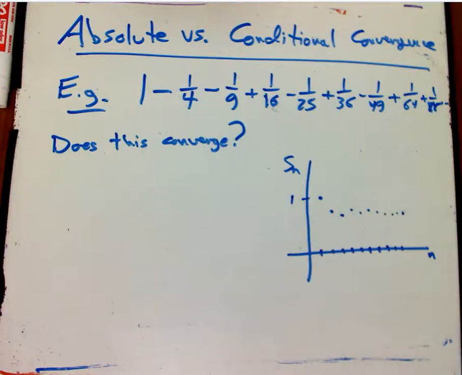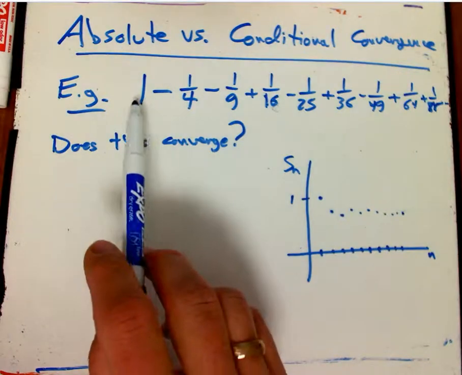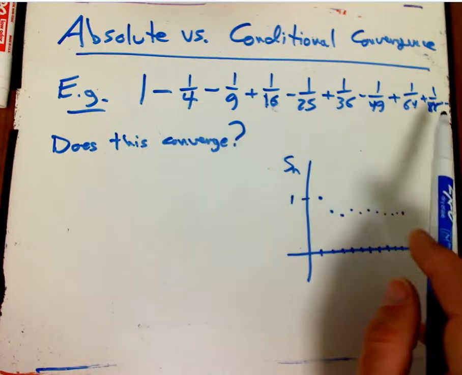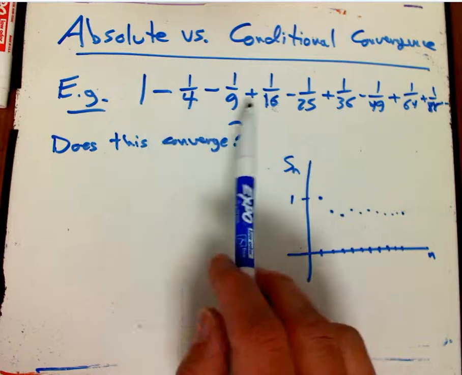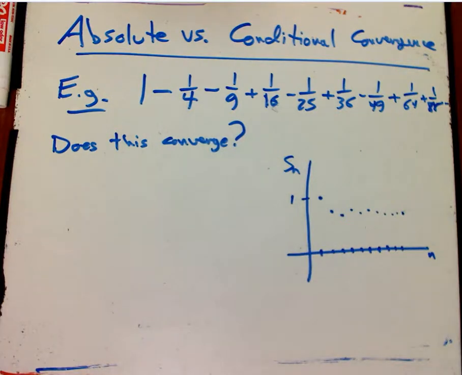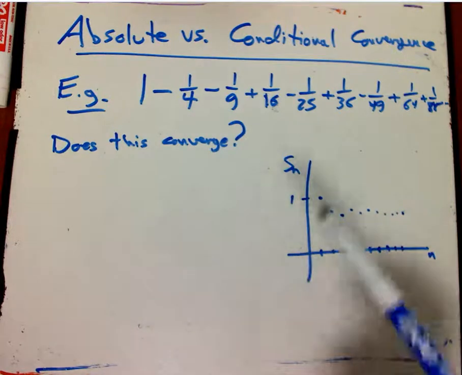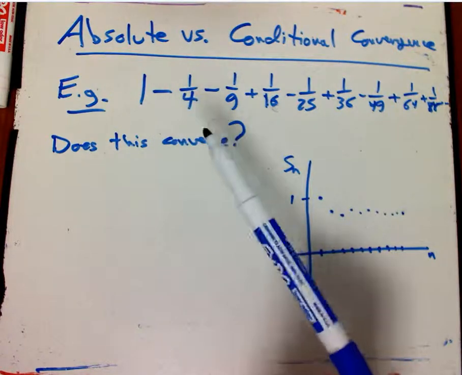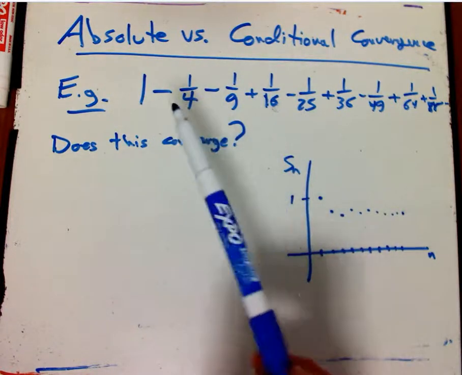Let's talk about absolute versus conditional convergence. So let's start with an example. Here's a series where the terms are all reciprocal squares, but it's got an unusual pattern of minus signs. So it's not alternating, which is unfortunate because if it were, we could apply our ideas of alternating series. Those are very powerful. And we've seen that they tend to converge much more often than non-alternating series.